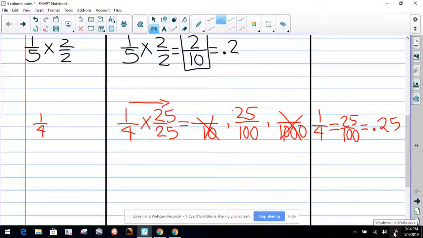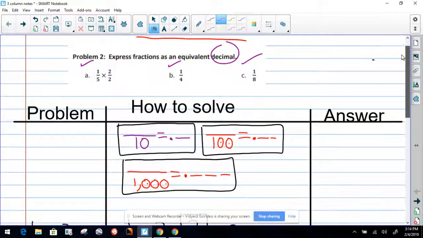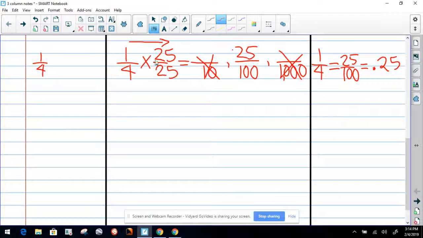Okay, my friends, go ahead and view the video again. Rewind it if you need to. Our next problem says 1/8. This one is a little bit trickier because 1/8.